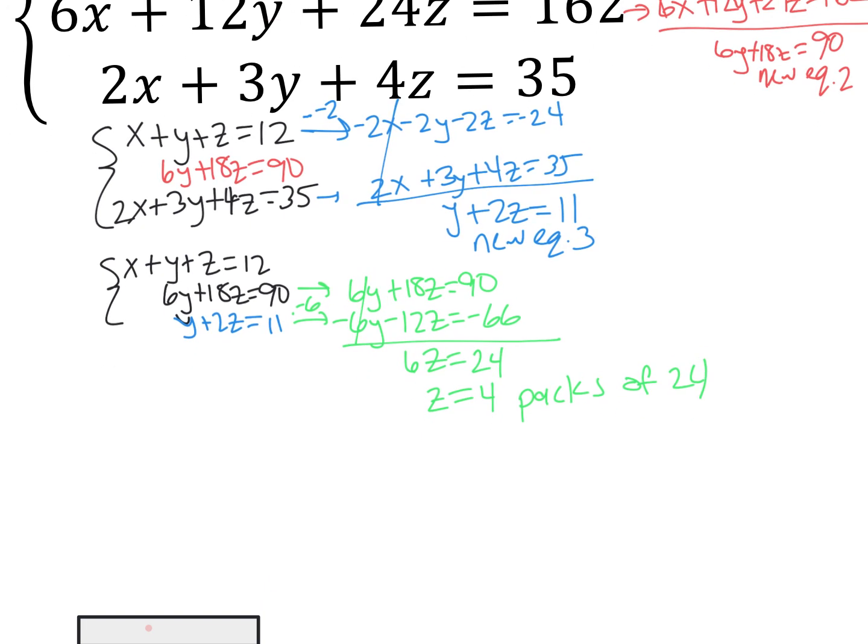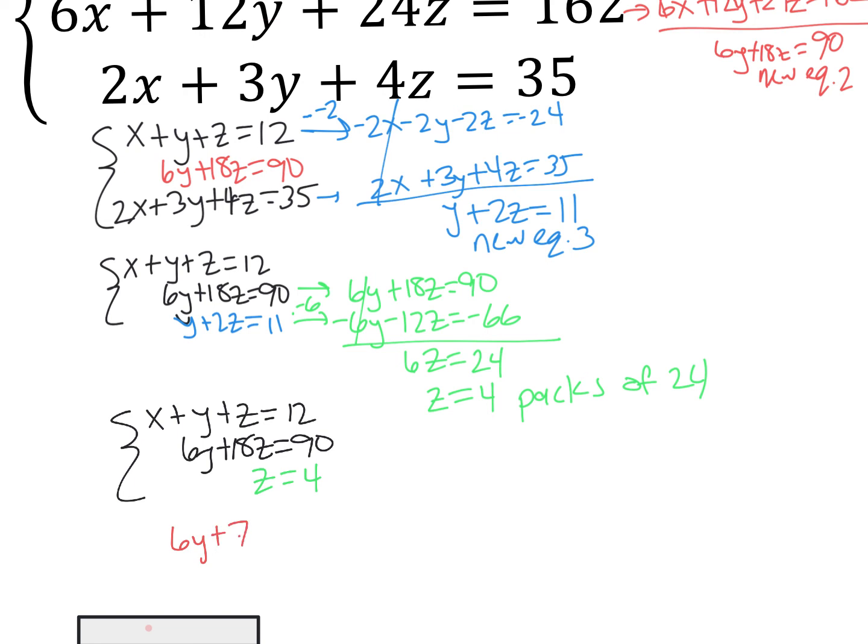Okay, so now we're going to rewrite our system. And now we're going to use back substitution to find x and y. So we know 6y plus 18 times 4, I believe, is 72, equals 90. So 6y equals 18, and we get y equals 3 packs of 12.